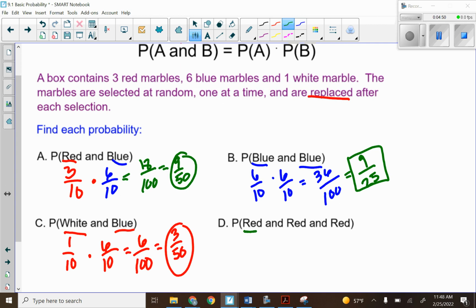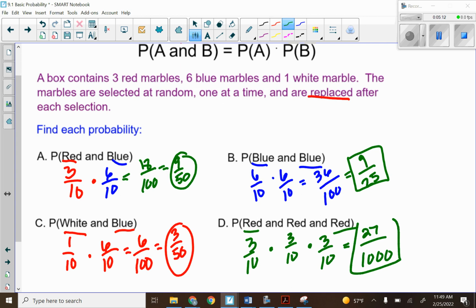Right, so now I'm drawing a red marble, 3 out of 10. I replace it and draw another red marble, so 3 out of 10. I replace it and draw another red marble, 3 out of 10. This is 3 times 3 times 3, 27 out of 1,000. So that is probability with independent events.